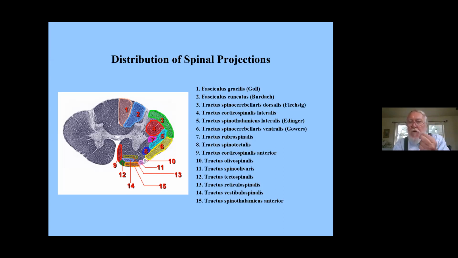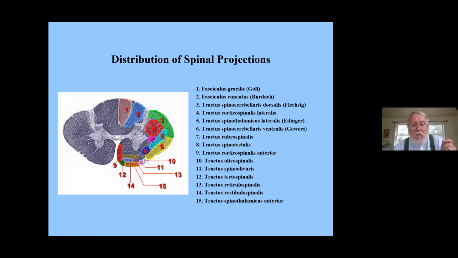95% of the pyramidal fibers decussate and form the lateral corticospinal tract. 5% do not decussate, and they continue in their path. So it is the anterior corticospinal tract, number 9, that has fibers that do not decussate, that are motor fibers of the corticospinal tract, and they will innervate all the different parts of the body.